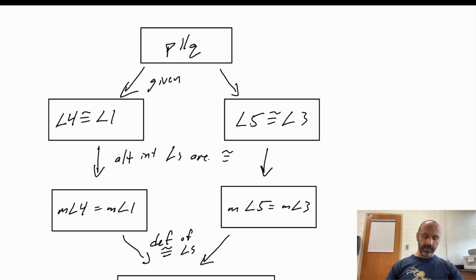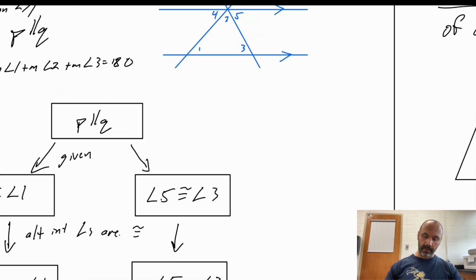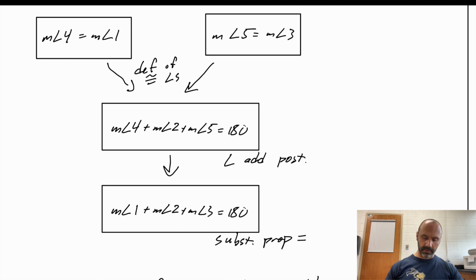Next statement, measure of angle 1 equals the measure of angle 4, measure of angle 5 equals the measure of angle 3. How do I know that? Because of the definition of congruent angles, it means that they have the same angle measurements. By the angle addition postulate, I know that the measure of angle 4 plus the measure of angle 2 plus the measure of angle 5 is 180. Going back to the diagram, that's this, right? These three add up to 180 degrees, sort of a linear triplet, you could say. It's the angle addition postulate.